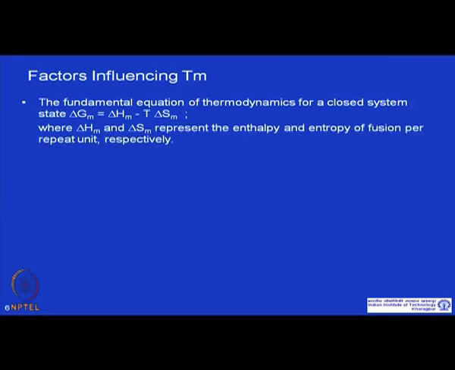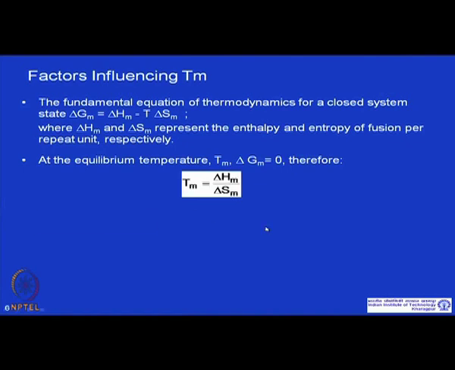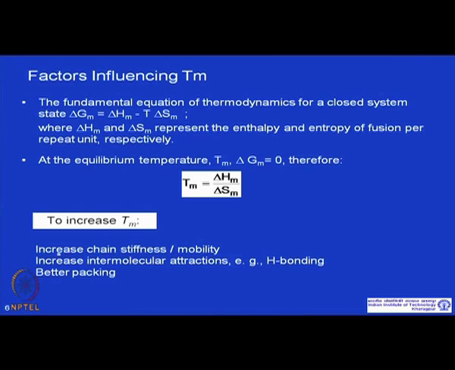So, this is what I discussed: delta G m is delta H m minus T delta S m, where delta H m and delta S m are the enthalpy and entropy of fusion or melting per repeat unit, and at equilibrium delta G m is 0. So, to increase T m, we increase chain stiffness or reduce mobility.